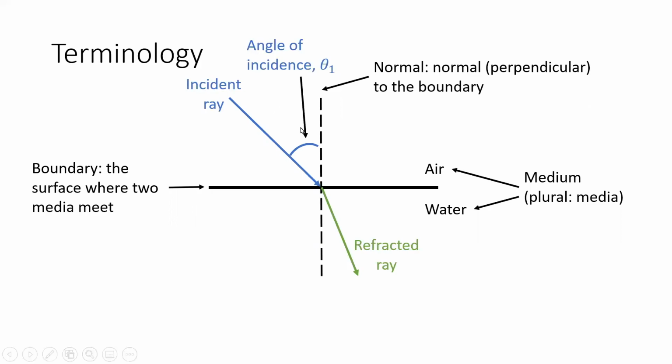Angle of incidence, that's the angle. Theta is often used for angle. And the refracted ray, angle of refraction. Okay, so reflection is reflecting light. Refraction is where light bends when it meets a different medium. Okay, so that's sort of the basics of light. We'll go over other things in the videos.